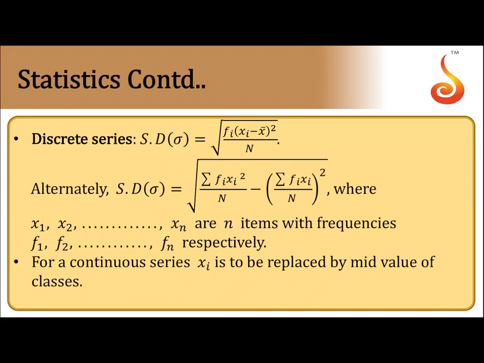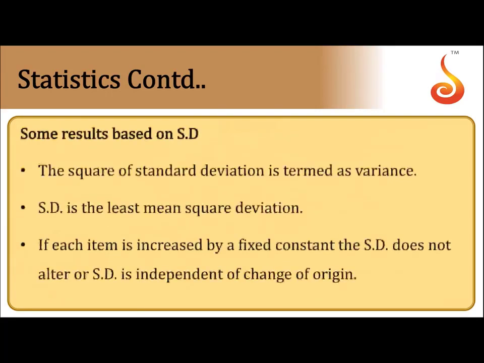Coming to the frequency distribution series, the same standard deviation formula is just slightly modified with the frequency. Here x1 to xn are the observations, and f1 to fn are the frequencies for the given data. This is the formula you need to work out when the problem is given. Hope it's clear.